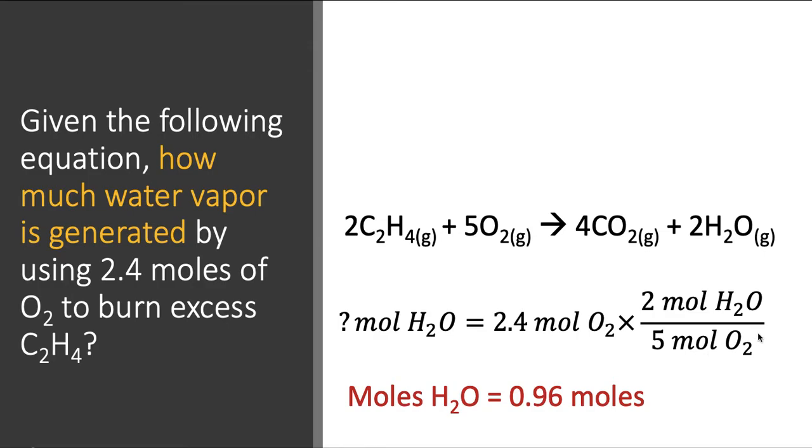My moles of oxygen cancel. I'm left with moles of water, so I can do this math very easily. 2.4 multiplied by 2 divided by 5 gives me 0.96 moles. Self-check. Is this number correct? Yes, it is, because we know that for 5 moles of oxygen, I get 2 moles of water. I have just a little less than 5, so I should get a little less than 2, or a little less than 1, I'm sorry, which is 0.96 moles. So I have done this correctly.